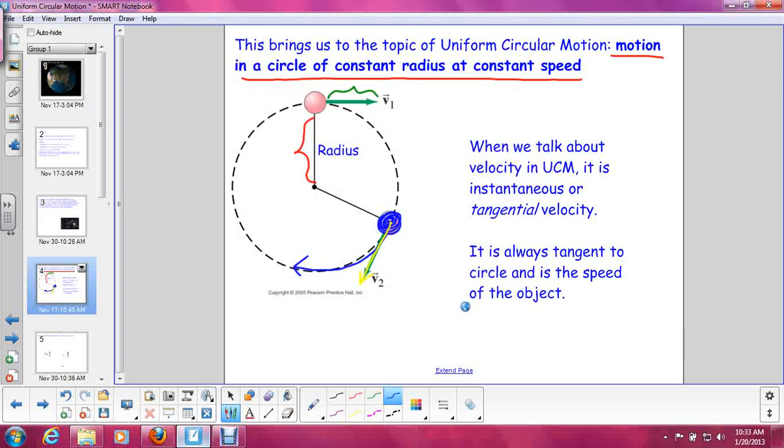However, if we look up at the ball up here, it's the same ball traveling around in a circle, but its tangential velocity right now starts at the center and moves straight out from the circle. So the size of these arrows is going to be the same. The speed the ball travels is always the same, but the direction is constantly changing. So velocity is always tangent to the circle, and the speed stays the same.